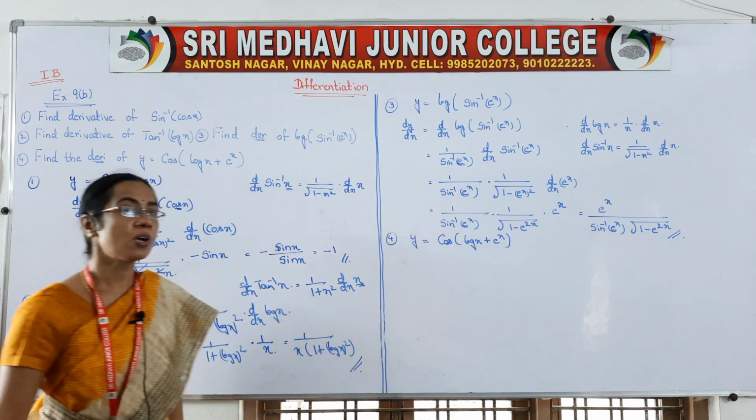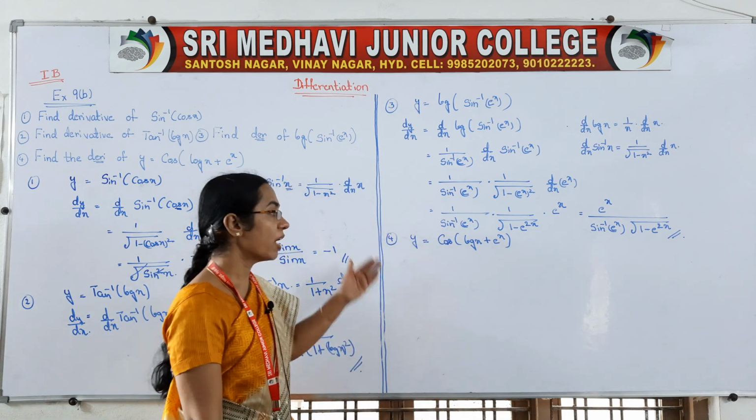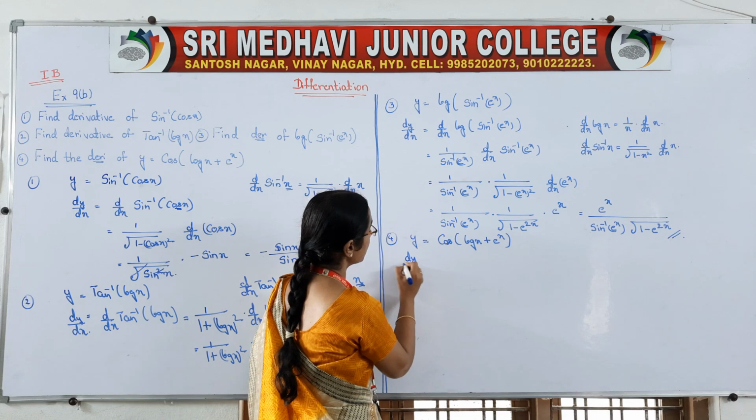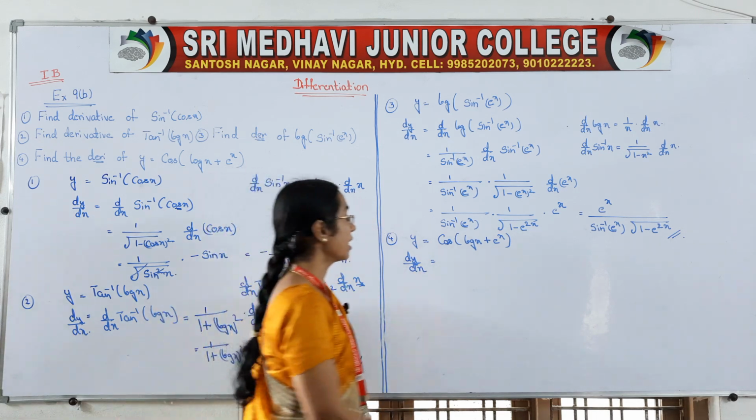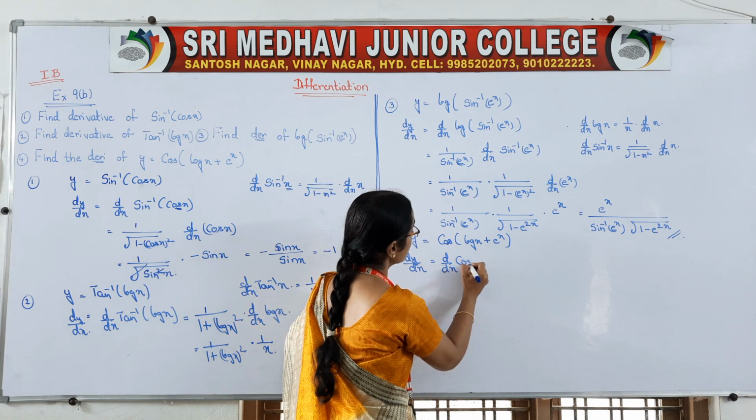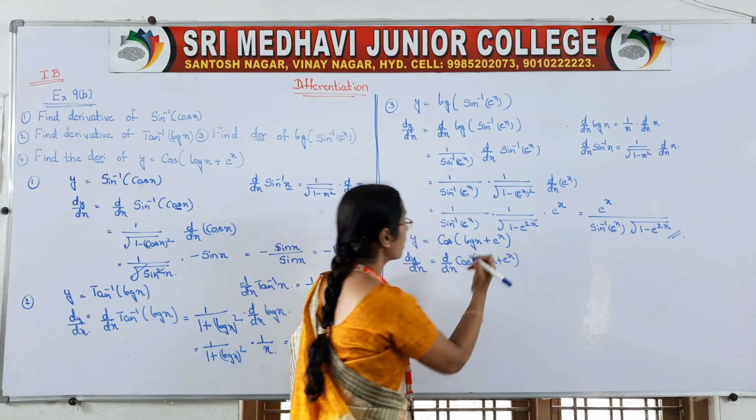y is equal to cos of (log x plus e to the power of x). We have to find its derivative. So how will we find its derivative? Differentiating with respect to x on both sides, right? So it is d by dx of cos of (log x plus e to the power of x).